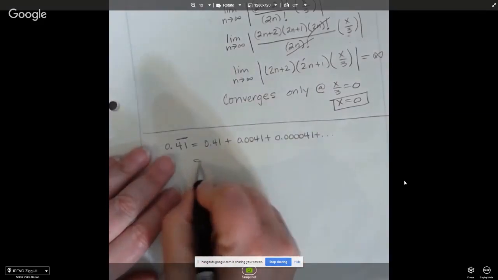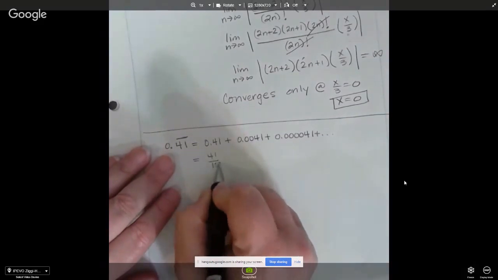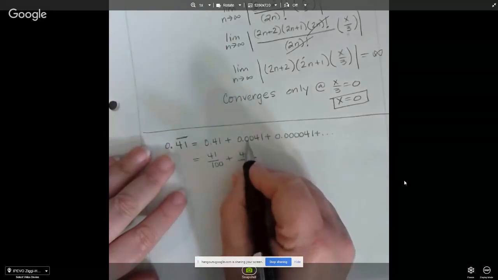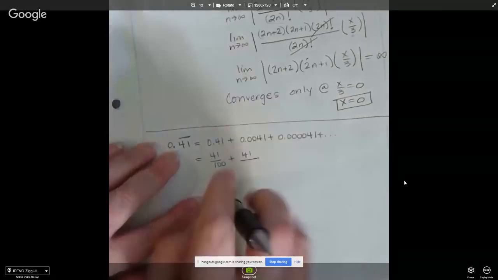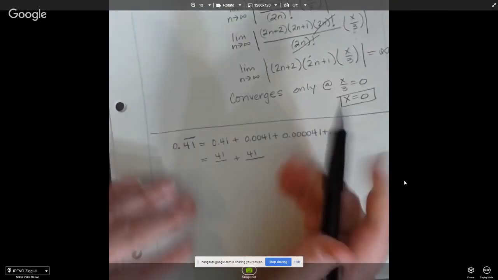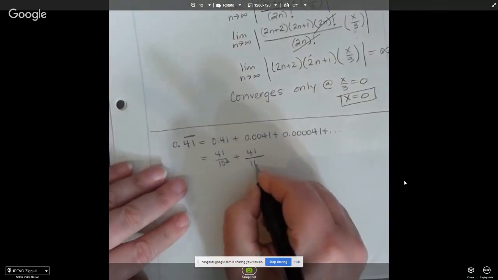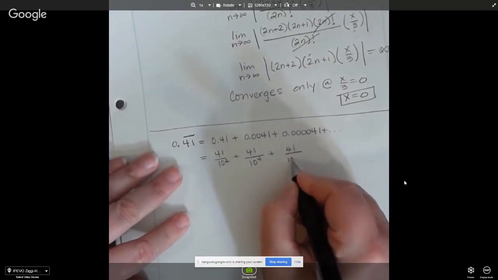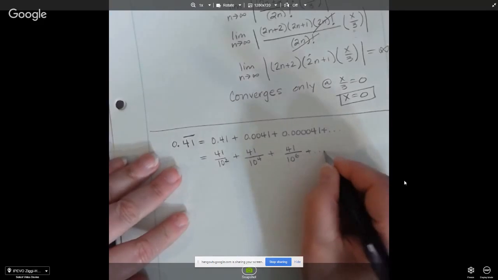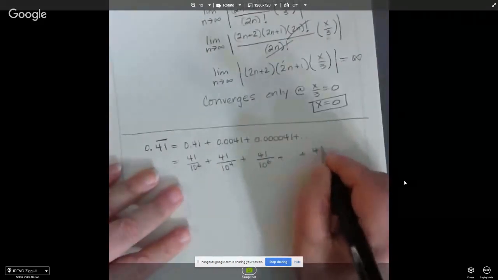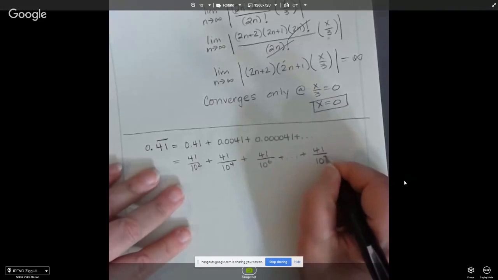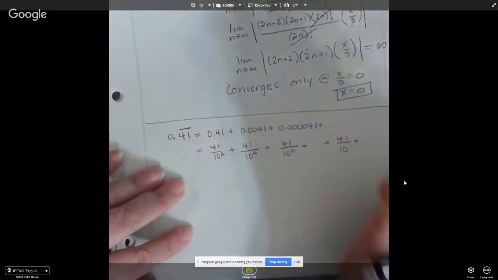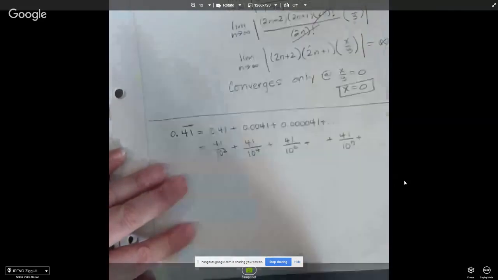So this would be 41 over 100, plus 41 over 10 squared, I'm going to put 10 squared here because that's easier for me to see, and then 10 to the 4th, plus 41 over 10 to the 6th, plus dot dot dot, plus 41 over 10 to the 2n. I meant to the n, not the 7th. Do you agree with that?